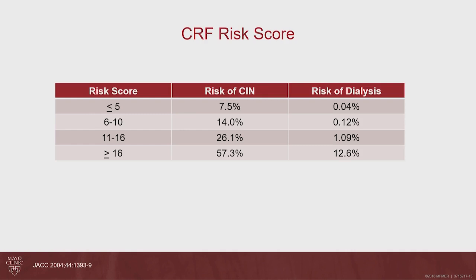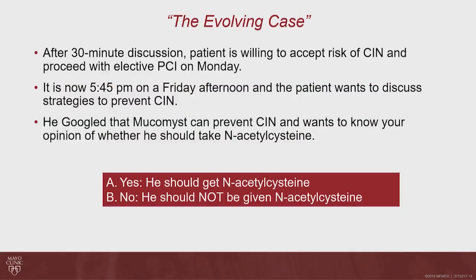But you can see here the risk for dialysis for all of these, except for the highest group, is quite low. But nonetheless, the risk for contrast-induced nephropathy for this gentleman is in the moderate range, at least in my mind, moderate at 14%. So you have a long discussion with the patient. He is willing to accept the risk and wants to proceed with elective PCI of the 2 lesions on Monday.